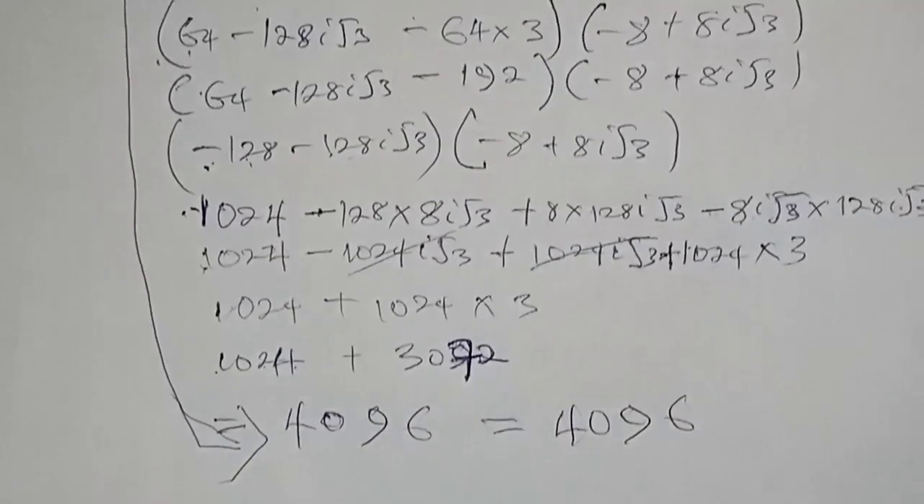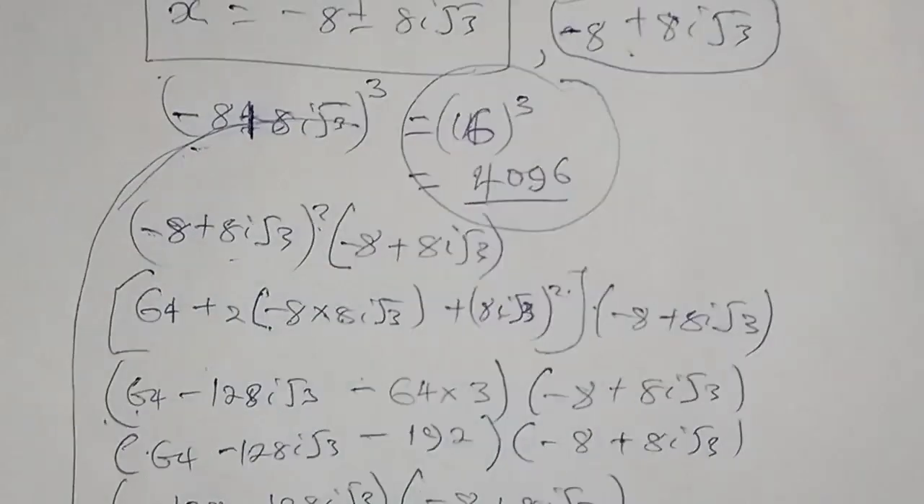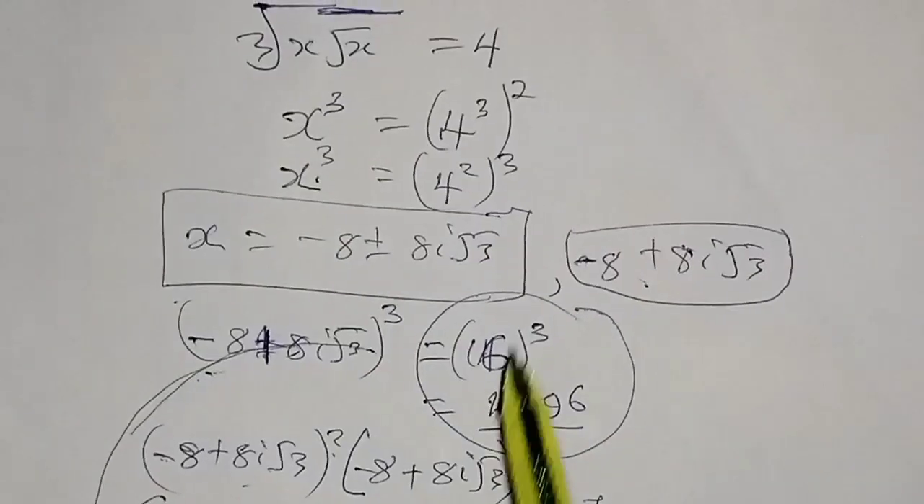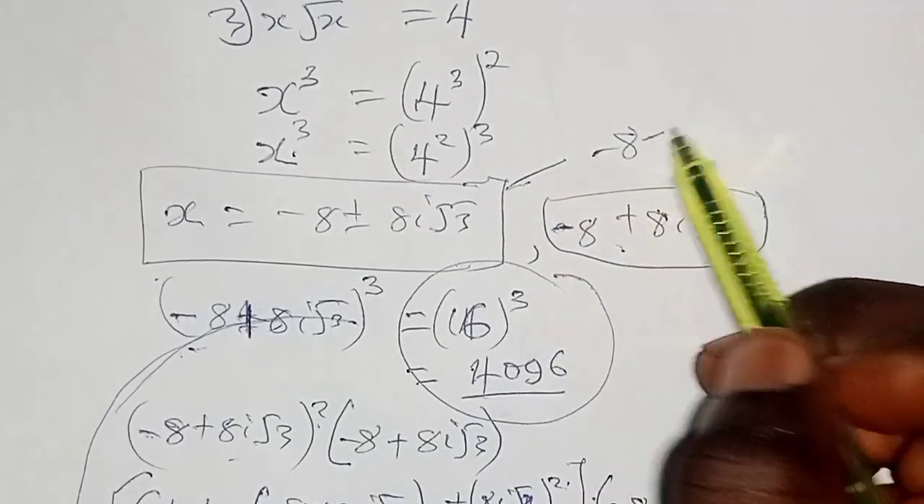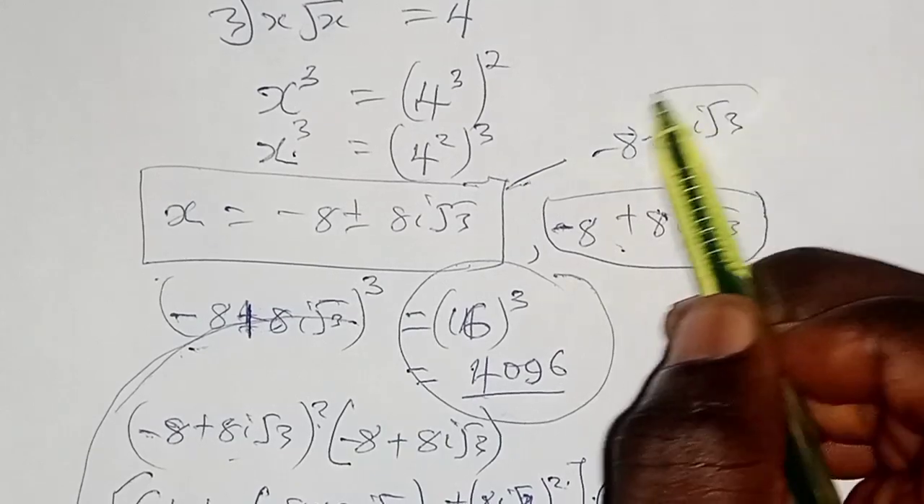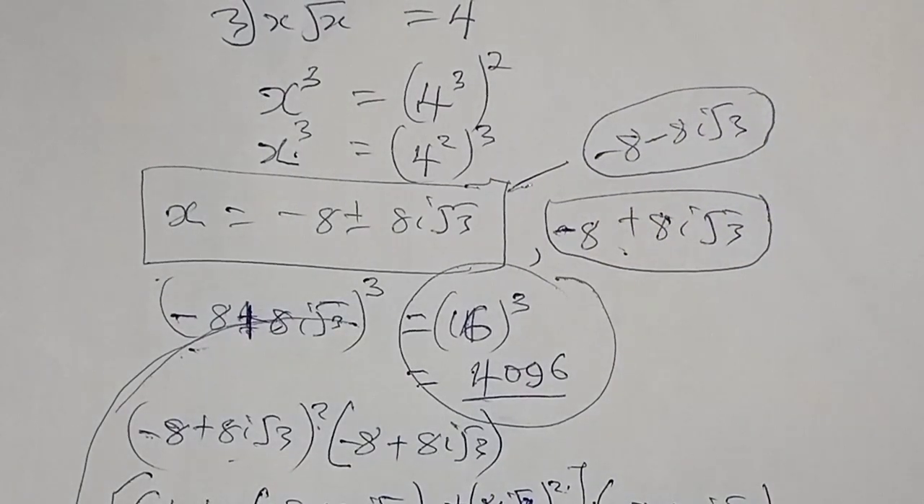So you can also go ahead to check the second value, which is actually the negative part. You can go ahead to take -8 minus 8i√3 and see whether that satisfies. Of course, it also satisfies.